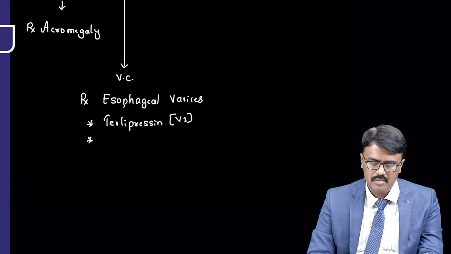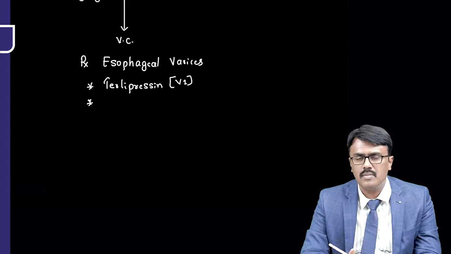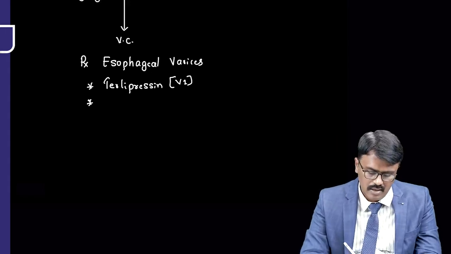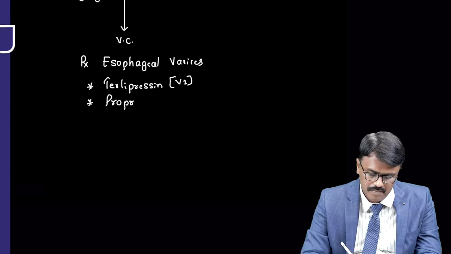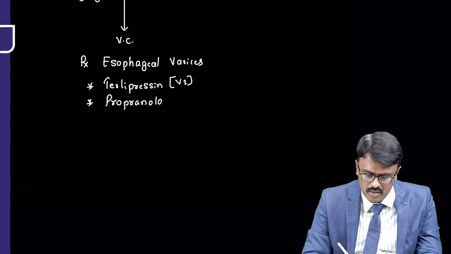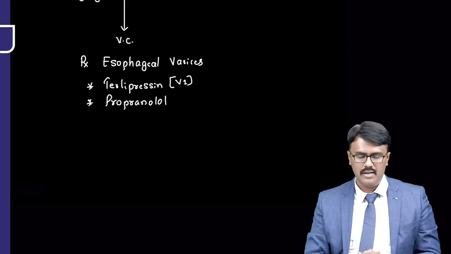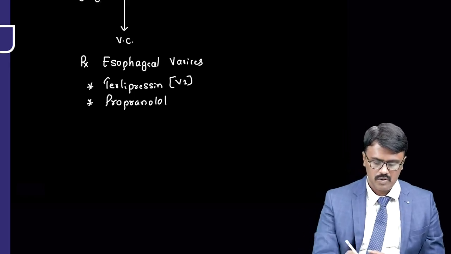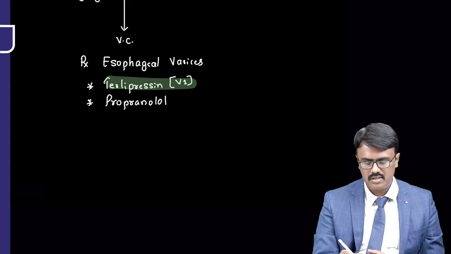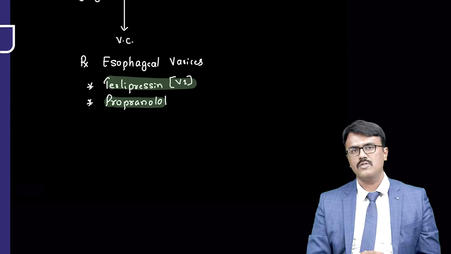Can you tell me a beta blocker used for prophylaxis in portal hypertension? That is called propranolol. So these are the other correlations we are getting here. Terlipressin is also used for the condition called esophageal varices. For prophylaxis, we use propranolol.